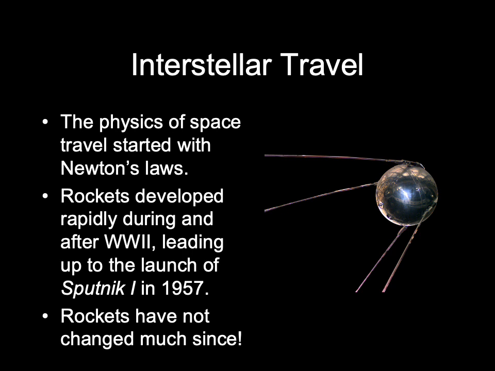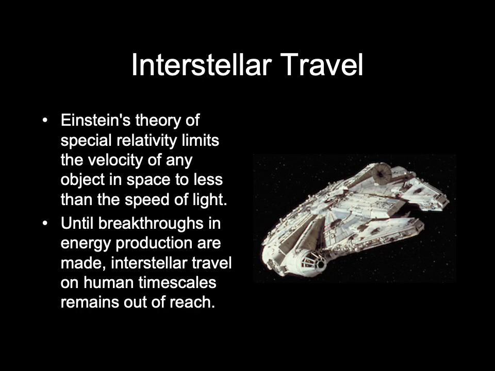and build them. Rockets developed rapidly during and after World War II, leading up to the launch of Sputnik in 1957 by the former Soviet Union. And the physics of rockets really hasn't changed much since. The type of rockets we use are still pretty much the same as the ones that were developed in the mid 20th century. So we're talking about chemical rocket propulsion for the most part.